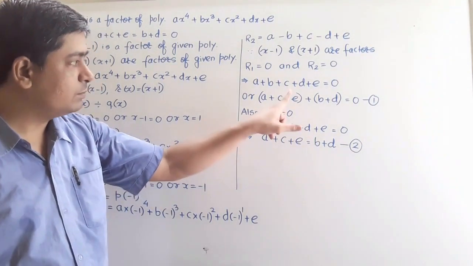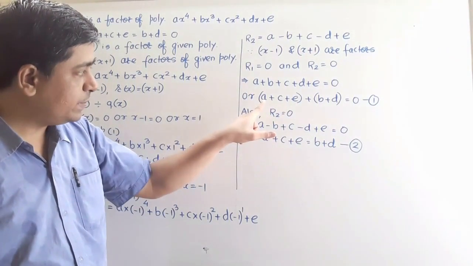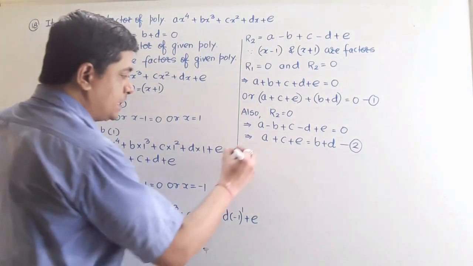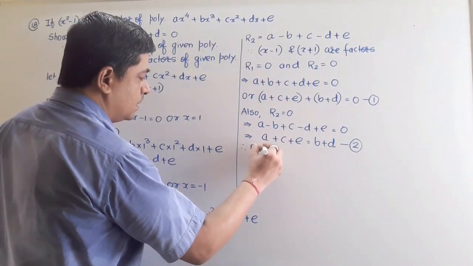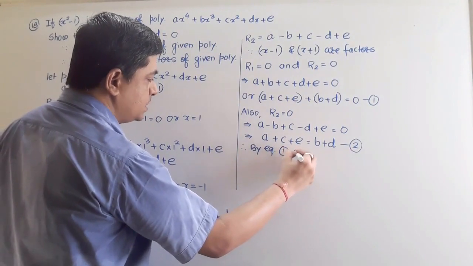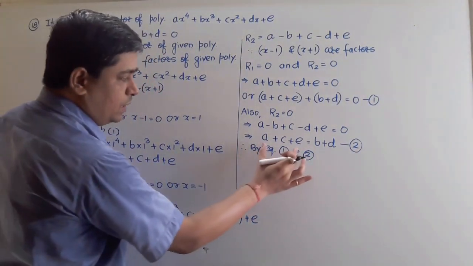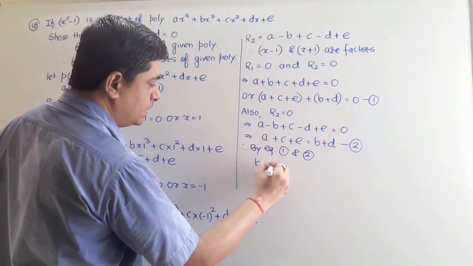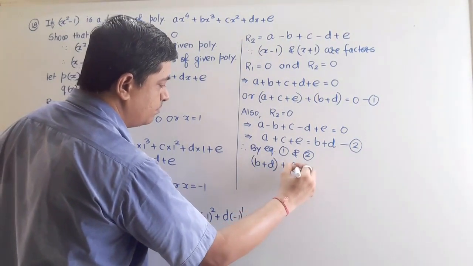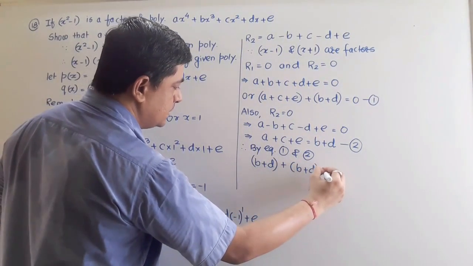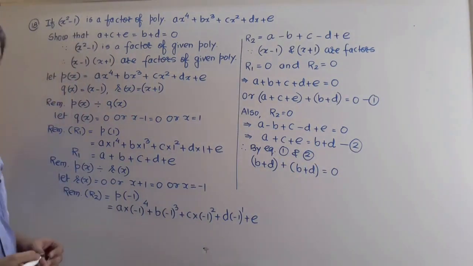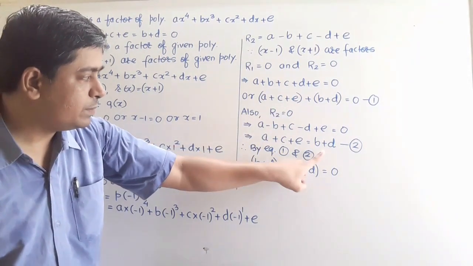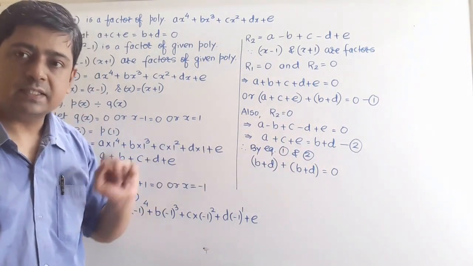That value I can place in equation number 1. Means in place of A plus C plus E, I can put here B plus D. So you can say that therefore by equation first and second, remember the value of A plus C plus E as B plus D I am keeping here. So this will be B plus D plus again B plus D and then is equal to 0. Okay, once again see, in place of a plus c plus e, here I am keeping the value b plus d that I have shown in the second equation.